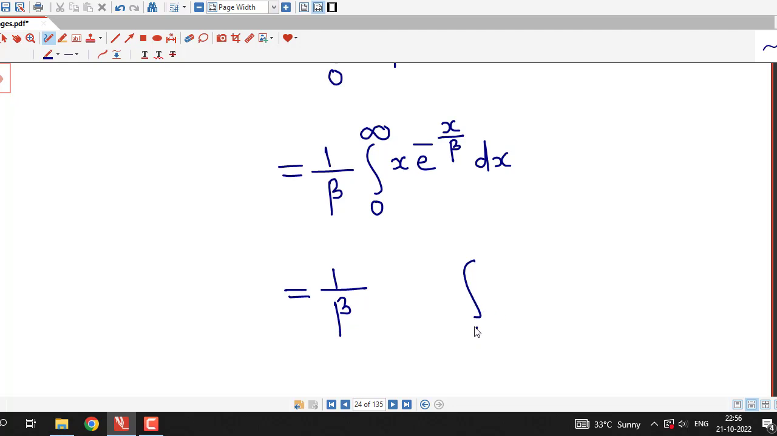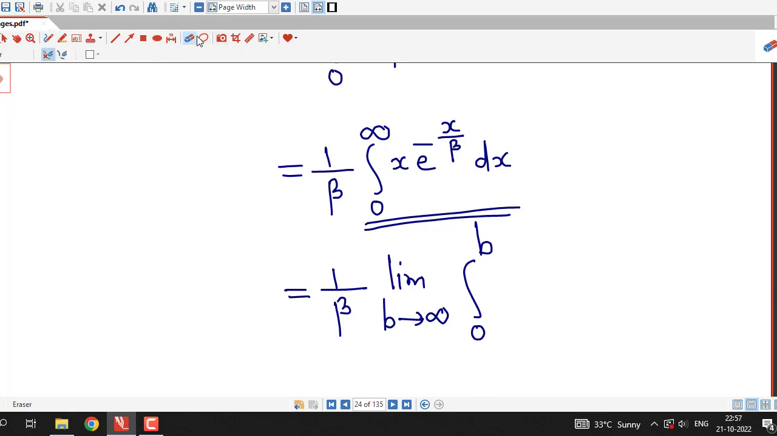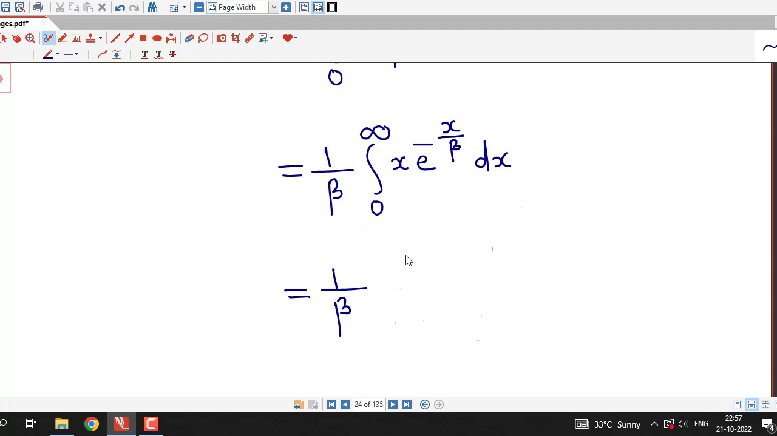We can replace upper limit infinity by some finite real number b, and then we can consider the limit for b tending to infinity. But we know that this integral is convergent because the mean of the random variable x, the exponential random variable x, is finite. So without using that limit definition, we can directly integrate this, and we can directly put x equal to 0 and x equal to infinity. And to integrate this, we will apply that formula, integration by parts.